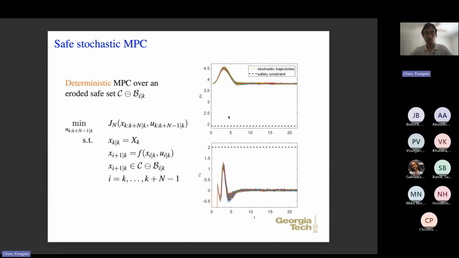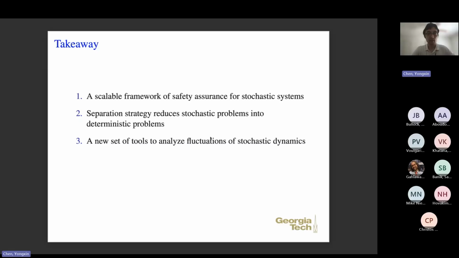So this is one algorithm called safe MPC, where you essentially reduce everything into a deterministic problem and solve it. So this is a much more scalable approach. I think that's it, and these are some takeaways of this talk. We basically developed a scalable framework for safety assurance for stochastic systems. I think the key message I want to deliver here is that our strategy is to reduce the stochastic problem into a deterministic problem in a very non-conservative way. And then you can use the very scalable deterministic methods to solve the problem. So this is going to be the key.